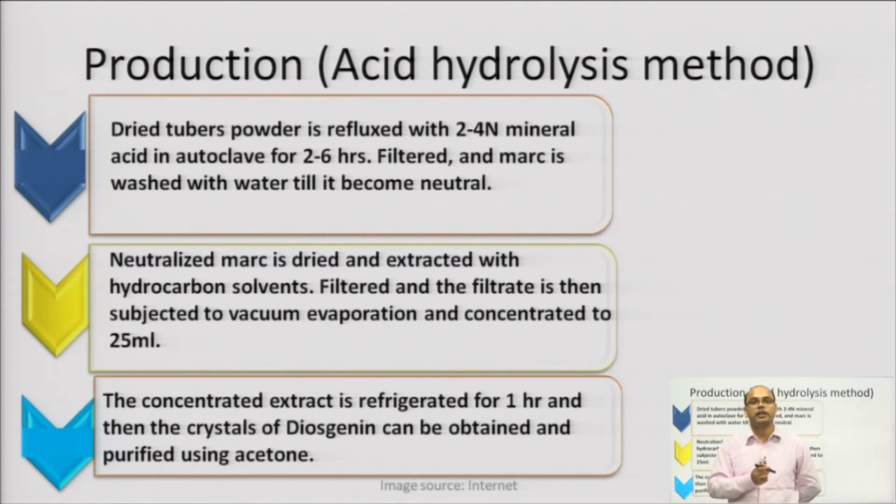It can be ethyl acetate, methanol, or ethanol. After the extraction, the extract is filtered, and the filtrate is subjected to vacuum evaporation and concentrated to a syrupy liquid, about 25 ml. This concentrated extract is then refrigerated for about 1 hour. After refrigeration, you can see the formation of crystals of Diosgenin inside your concentrated extract, which are then purified using acetone. So this is the acid hydrolysis method we can utilize for production of Diosgenin.